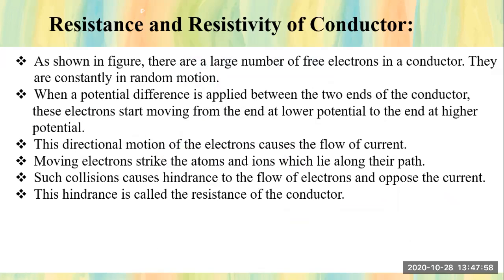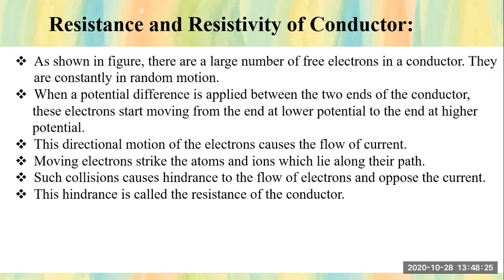Now we will go to the third point. This directional motion of the electrons causes the flow of current, right? This directional flow of electrons causes the flow of current. We'll go to the fourth point. Moving electrons strike the atoms and ions which lie along their path.